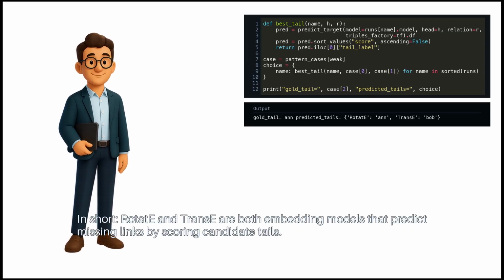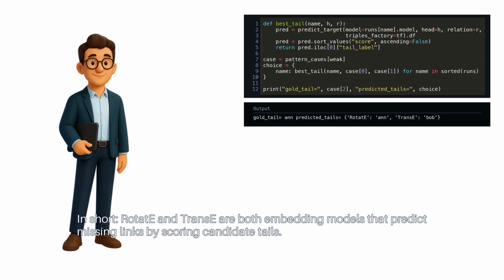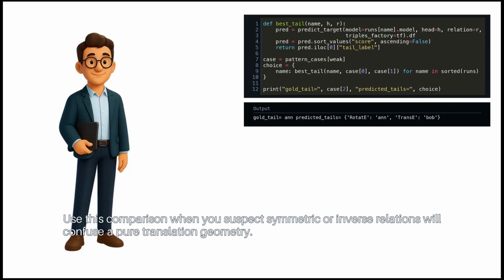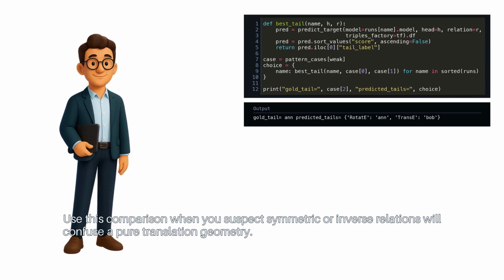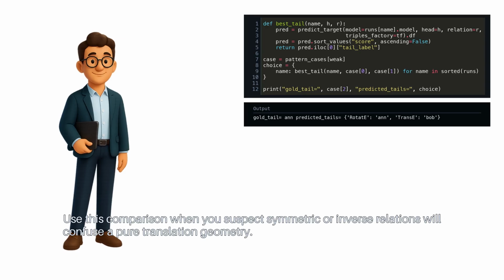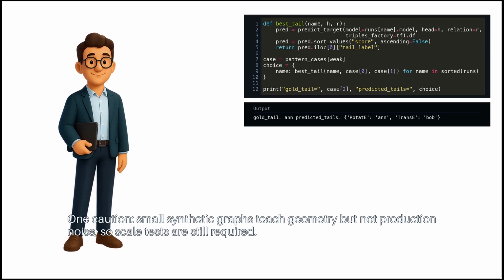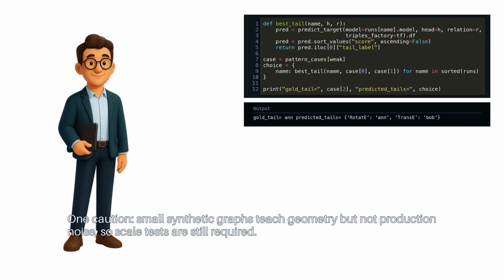In short, RotatE and TransE are both embedding models that predict missing links by scoring candidate tails. Use this comparison when you suspect symmetric or inverse relations will confuse a pure translation geometry. One caution: small synthetic graphs teach geometry, but not production noise, so scale tests are still required.